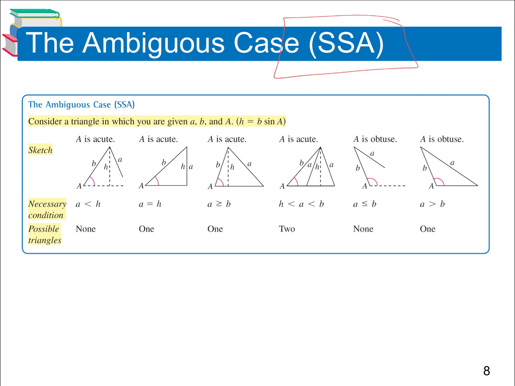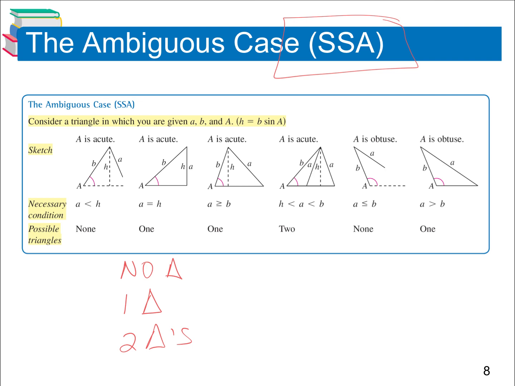If you're given two angles, how do you find the third angle? Add them up and subtract from 180, right? The only possibility when you have two angles given is that there's one triangle. When the ambiguous case could occur, there are three different possibilities. This is when you're given two sides and an angle. You could have no triangle existing, you could have only one triangle, or you could have two triangles.